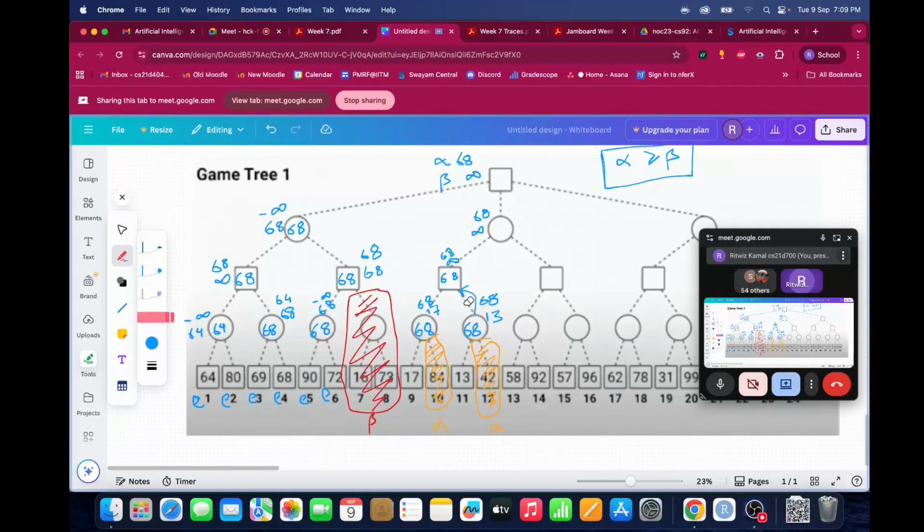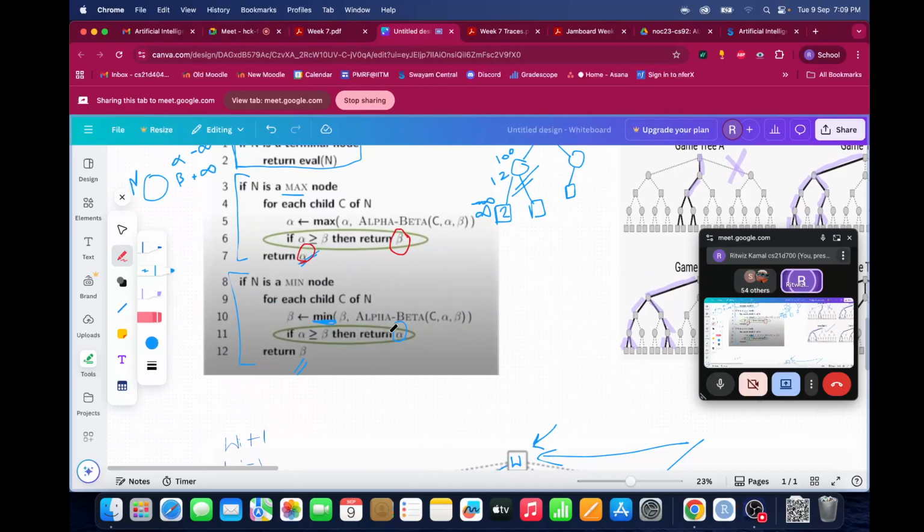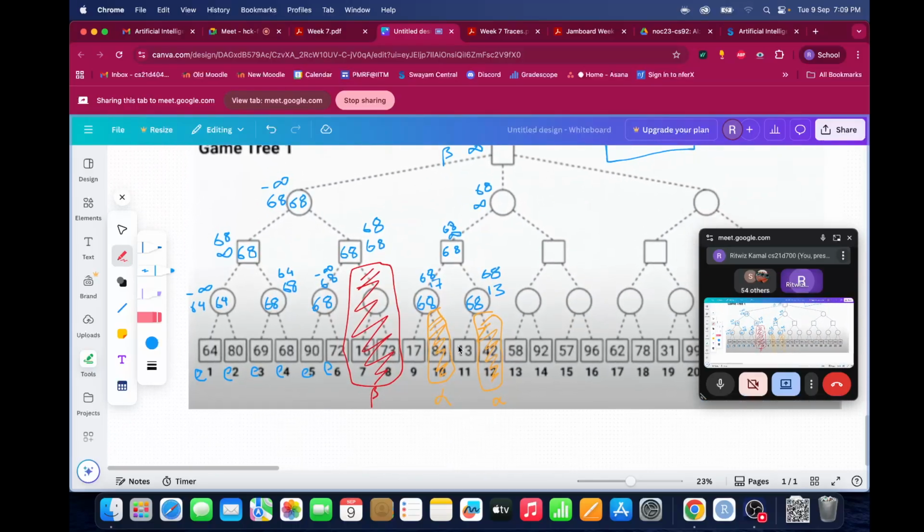Here we have to write 13, right? Because that is minimum beta. So this will return a value of alpha, right? Because the cutoff is happening. So for a min node, when a cutoff happens, we return the alpha value. Here when the cutoff happened, the alpha value was 68. So we return 68. Good. So this will have a returning value of 68.